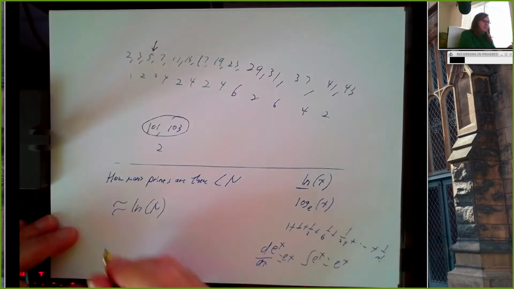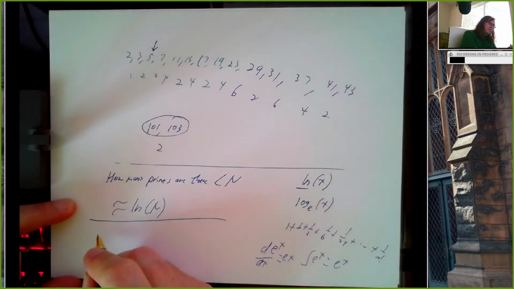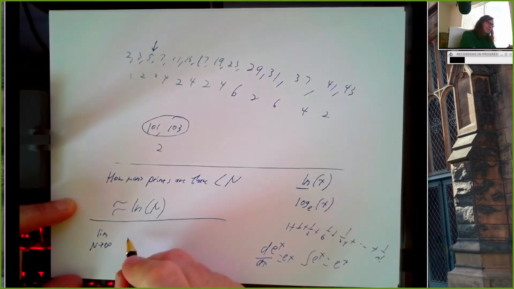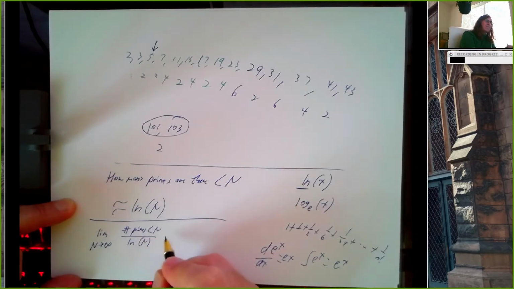And if we wanted to write this more formally, we could do something like this. The limit as n approaches infinity of the number of primes less than n divided by log of n is equal to 1.